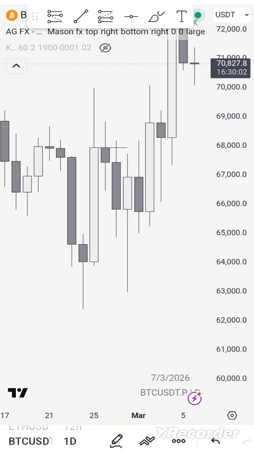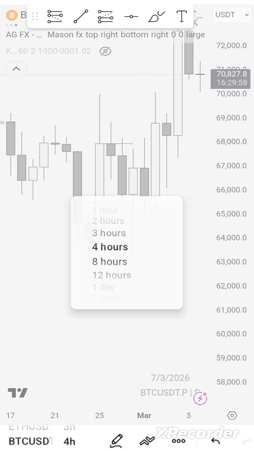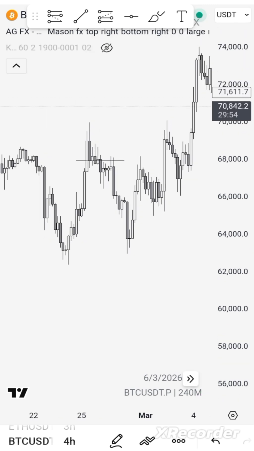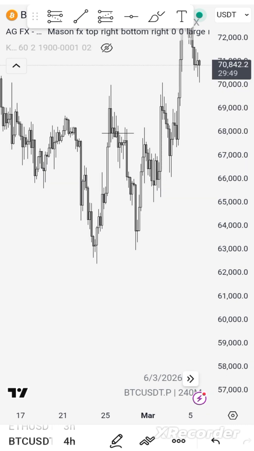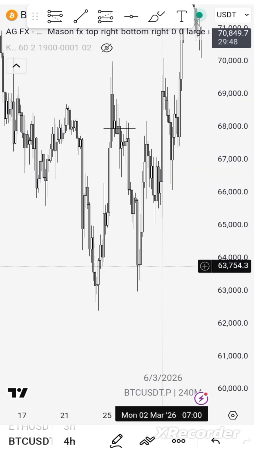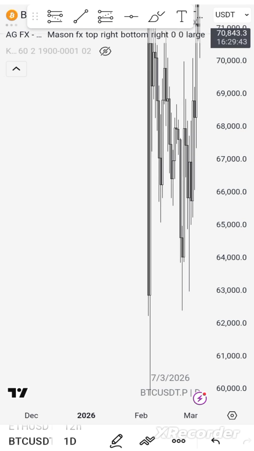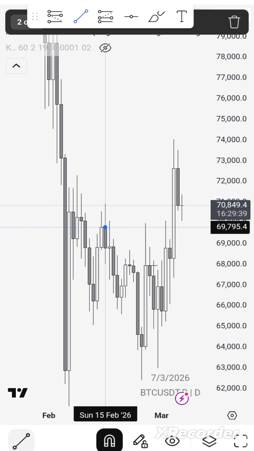Can you see? We have our rejection here. 4 hours time frame for a breakout. That's our breakout, and then our entry. So same thing with this particular, the same thing with this sell also.